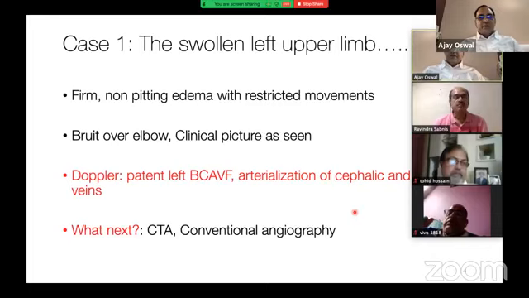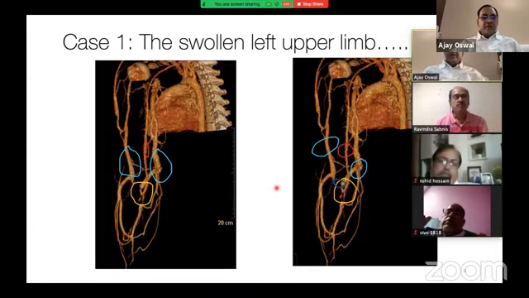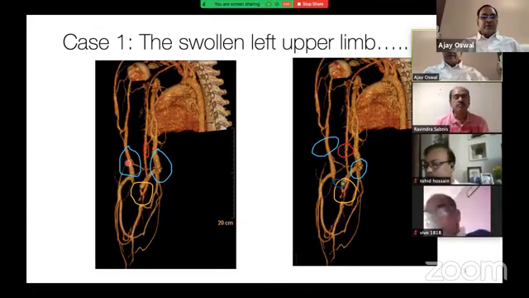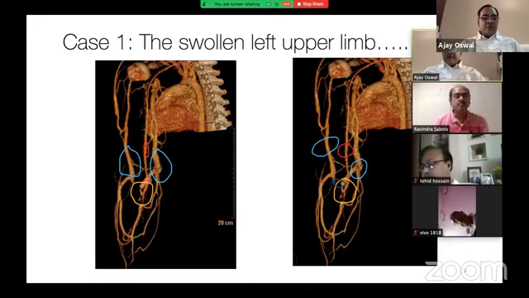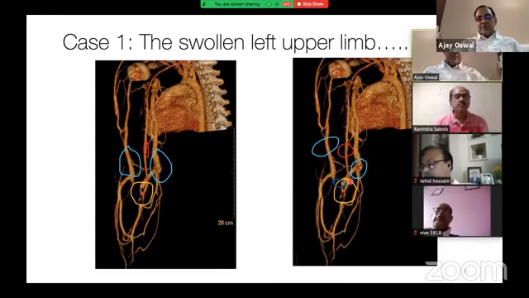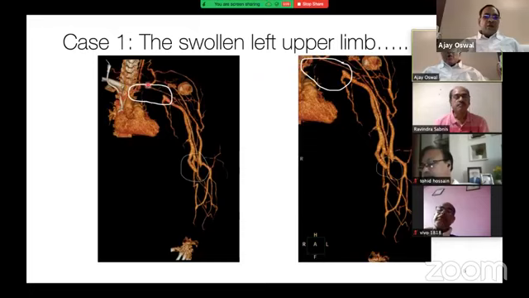So we did not do a venography. After Doppler showed a patent left fistula and arterialization of veins, we did a CT angiography, which shows huge veins. This is the posterior view: cephalic vein, basilic vein, side-to-side AV fistula, and this is the brachial artery. This is the posterior oblique view. Of note is the fact that the whole length of the subclavian vein is stenosed. 6.5 centimeters is the length.